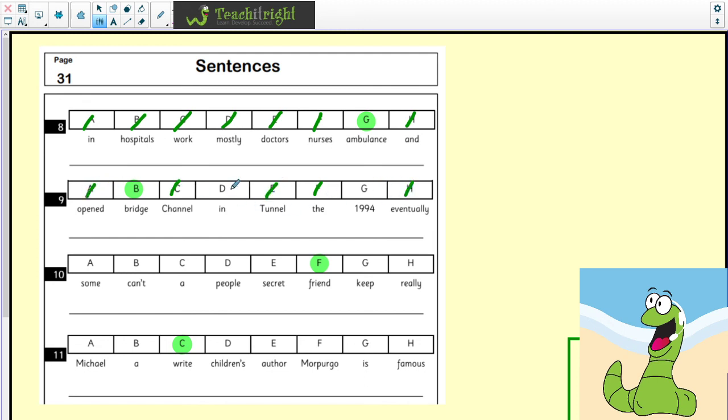Some can't a people's secret friend keep really. Some people, it's going to be something about can't keep a secret. Some people can't really keep a secret. The word really was a little bit difficult to get in there, but some people can't really keep a secret. Number 11, got a name here, so I'm going to go with Michael Morpurgo is a famous children's author. Some of you, again, may have heard of Michael Morpurgo. It does help if you know a little bit about the context of the sentence.